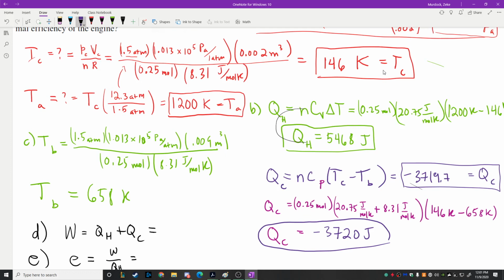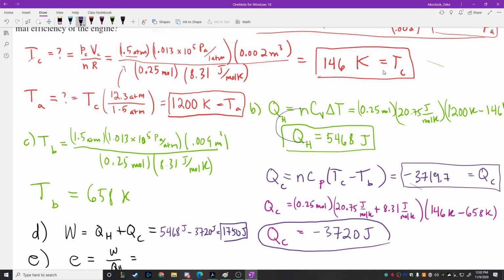So then check that to tell me if you guys think it's right or not. So then this would be 5468 minus 3720. 1750. That would be the work.